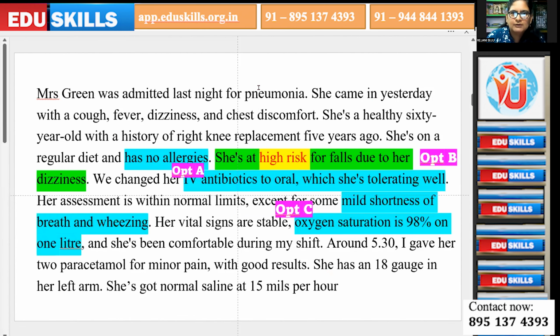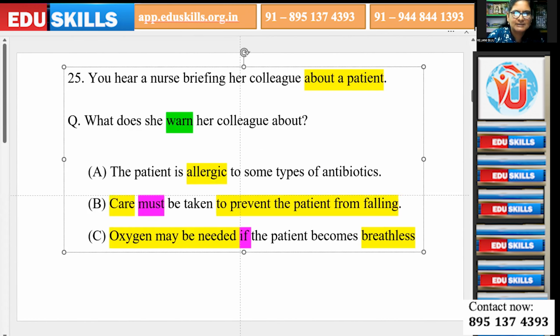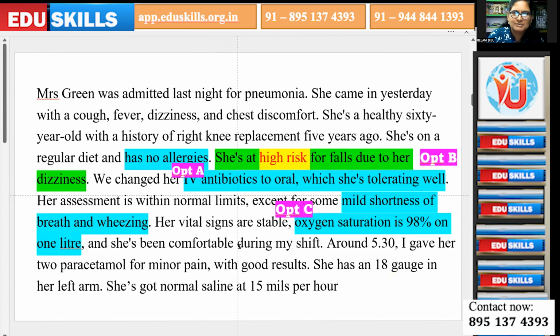Yeah. So here you can see the script. So let us see the options. Here you can see that option A was allergic to some condition. In the audio, they are telling she is on a regular diet and has no allergies, not telling even any medication allergy. And option B, you can see that she's at high risk. The words high risk show that it's a warning, right? So why have they used the word? Because we have to be very careful. So that's a warning. So she's at high risk for fall due to her dizziness.